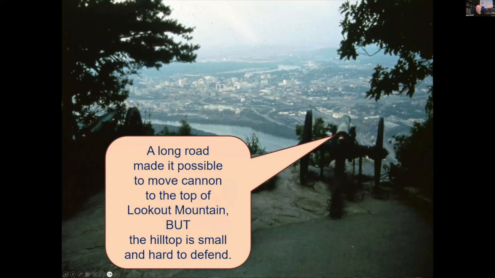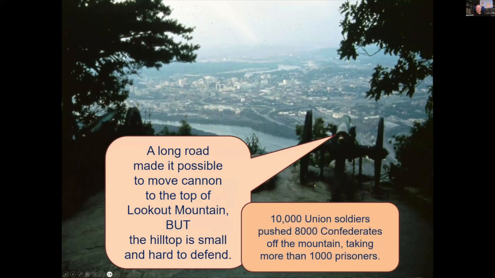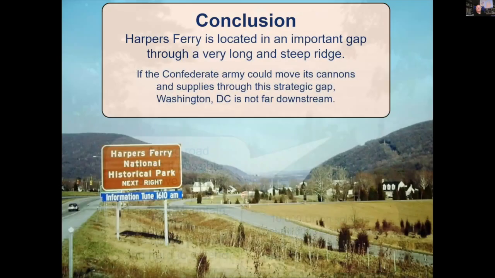In the case of Chattanooga, a long road did make it possible to move a cannon up on the top of the mountain. But it's small and hard to defend, and 10,000 Union soldiers pushed 8,000 Confederates off the mountain. That probably was as important as Vicksburg and Gettysburg as a battle to tip the tipping point in the war.